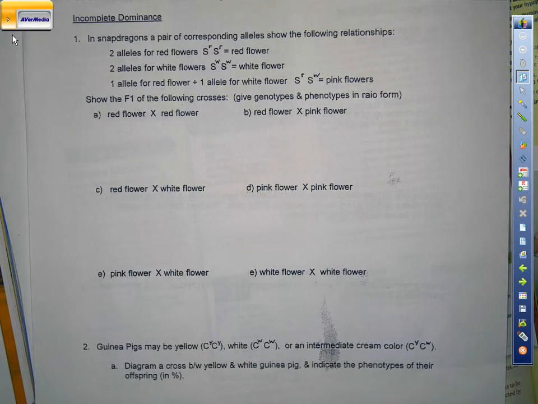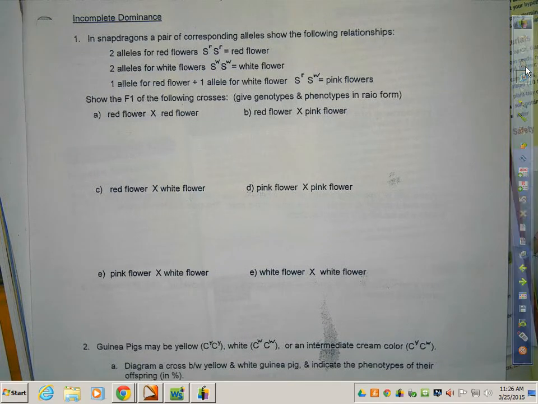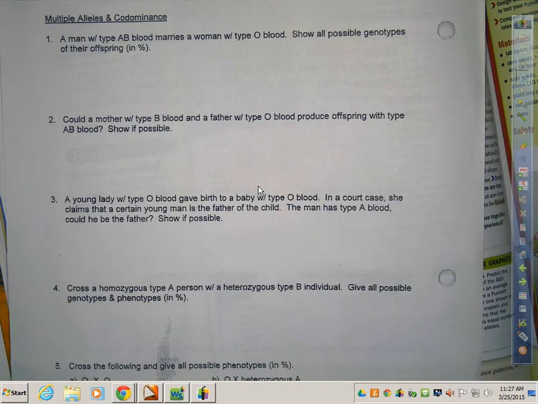All right, so we get that. Now we need to take a look at a few things we did yesterday. We talked about blood type yesterday, so I'm going to see what you learned. I would like you to cross an individual that has AB with a woman that has O, and I want you to tell me the genotypes of their offspring, possible genotypes. Cross an AB man with an O woman.